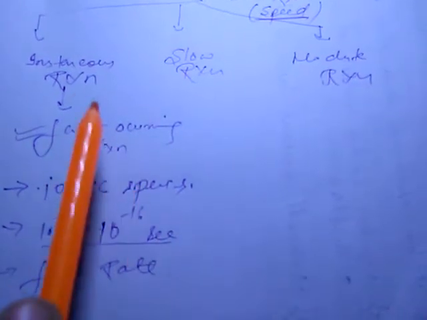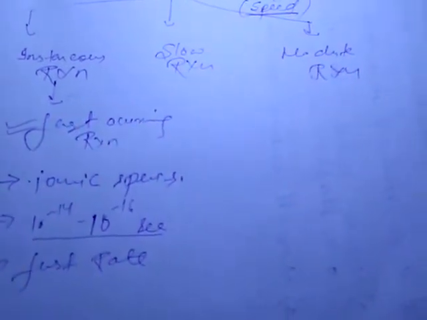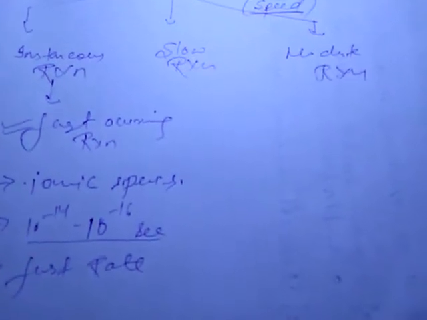For this type of reaction, if we want to determine the rate of the reaction, it is quite impossible. We can't determine the rate of these reactions because they take place in very little time. So its rate can't be determined.